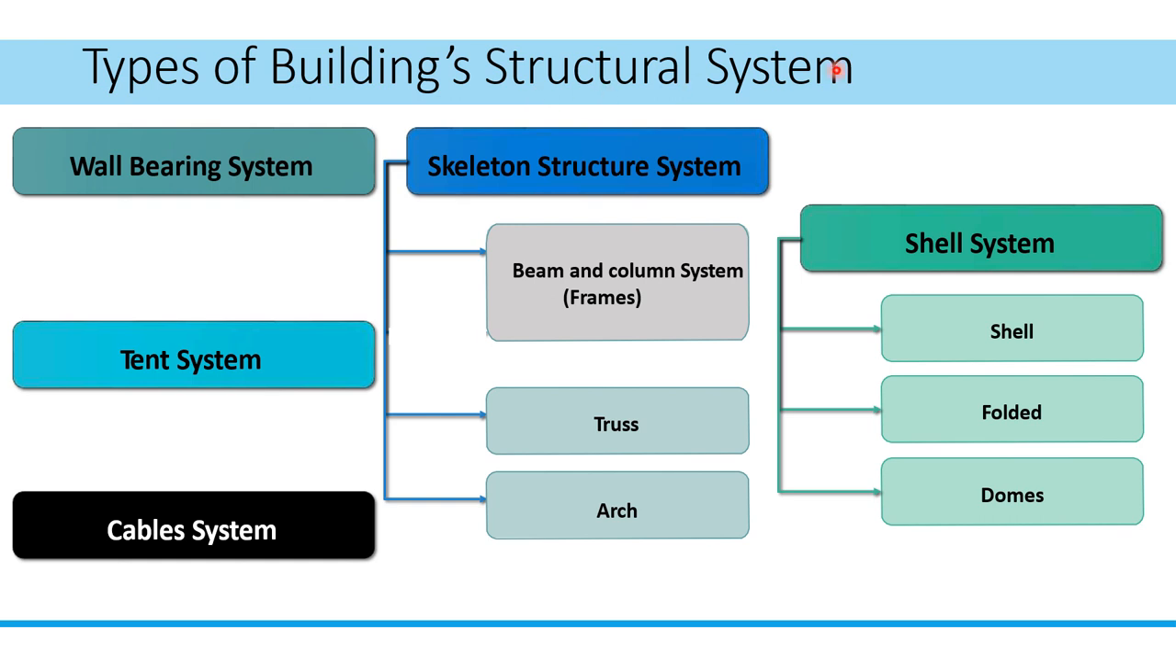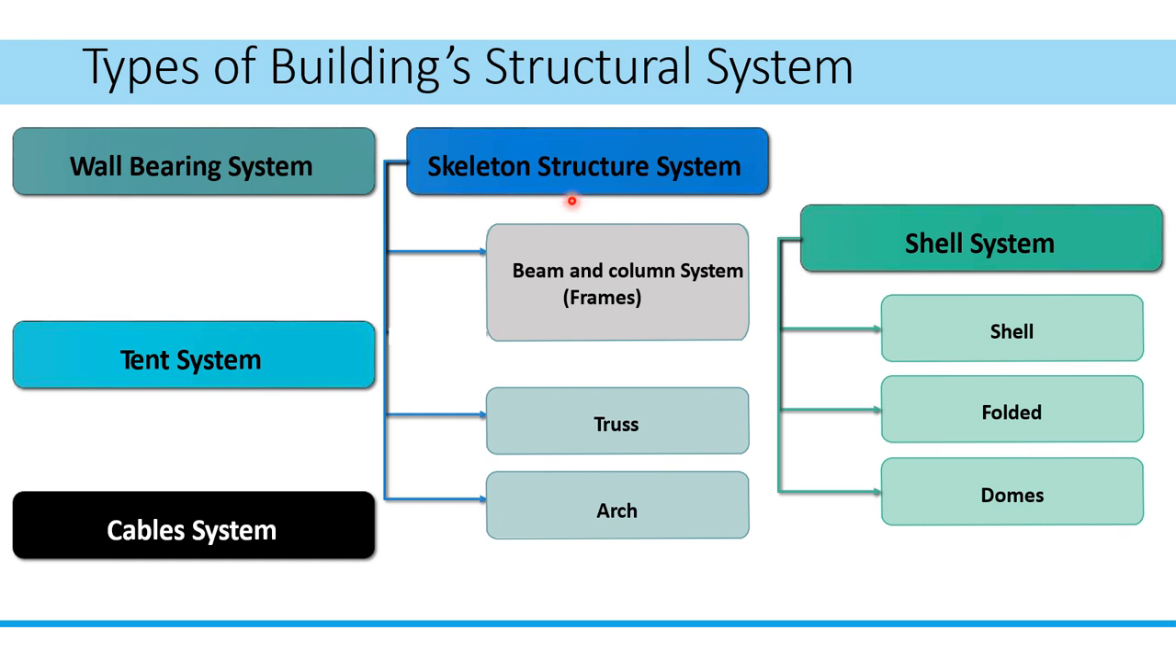Types of building structural systems. First is the wall bearing system, then tent system, cable system, and the skeleton structure. Like the human skeleton, there are a number of bones running in one direction to another, supporting one another. In the skeleton structure, there are, for example, beam-column systems. That is also a type of skeleton.